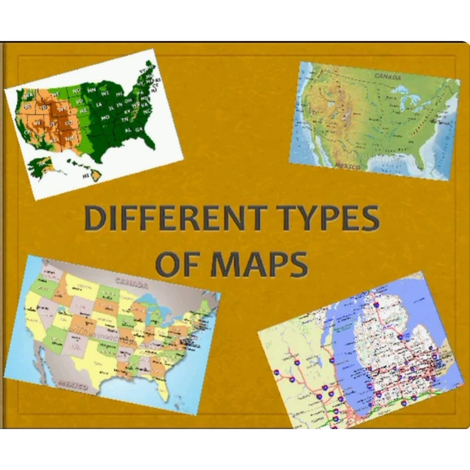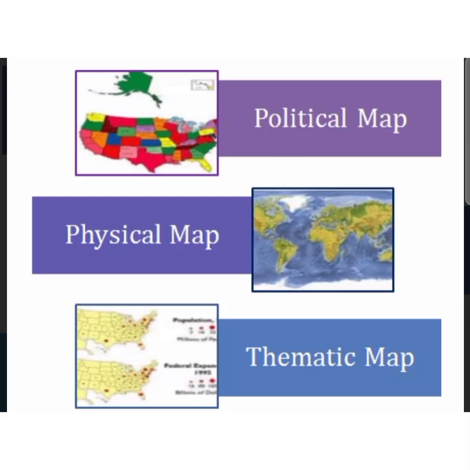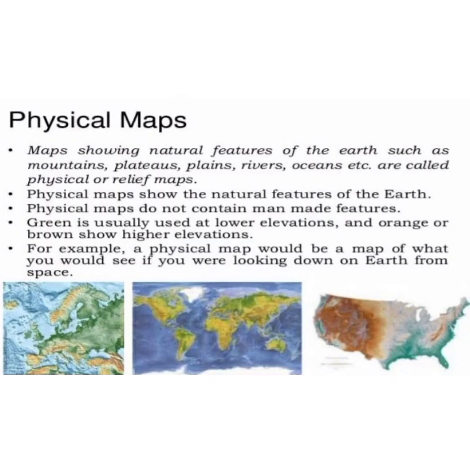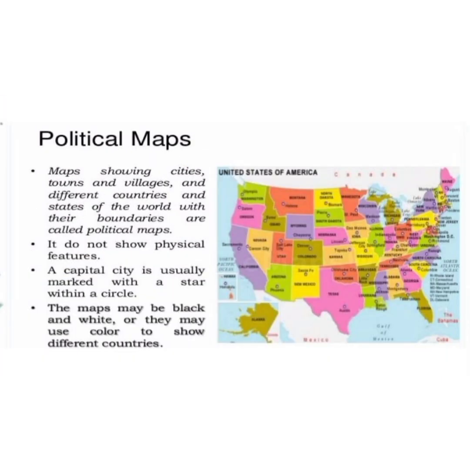Now let's see what are the different types of map. So basically there are three different types of map: physical maps, political maps, and thematic maps. So what is a physical map? A map that shows natural features of the earth. Now what are the natural features of the earth? Like mountains, plateaus, plains, rivers, oceans, etc. These are all natural features of the earth. So maps showing natural features of the earth such as mountains, plateaus, rivers, oceans, and plains are known as physical maps, and they are also known as relief maps.